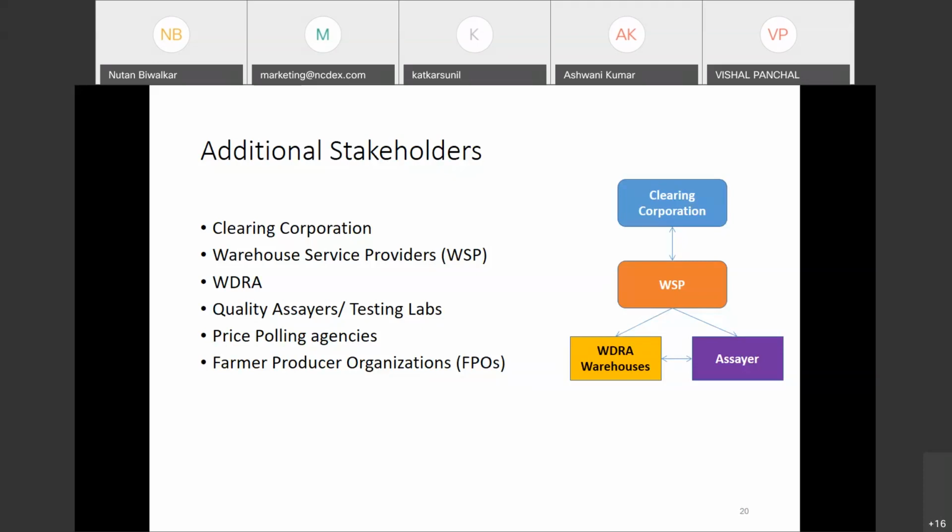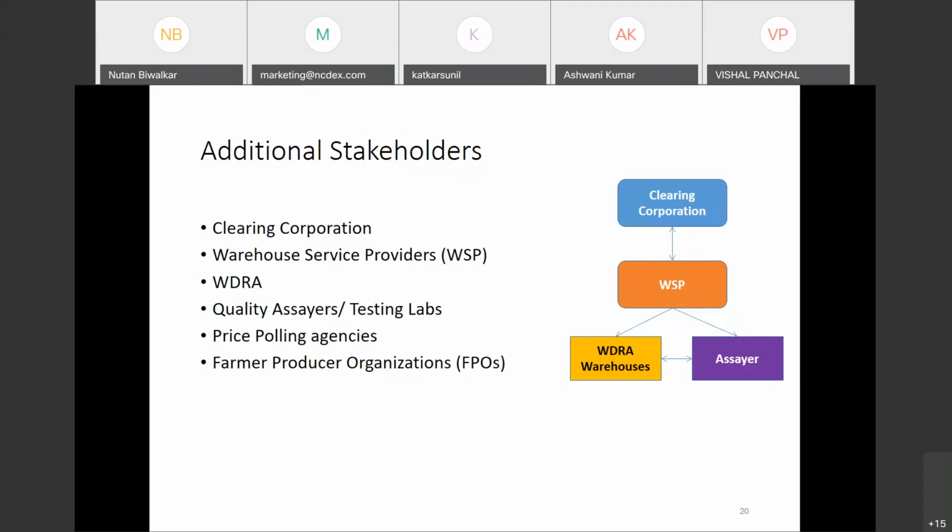Then WSP should know who its depositor is. Then WSP should be fit and proper. WSP should have key managerial personnel who are dealing in the warehousing business and who know the various laws, rules and guidelines connected to the warehouse business for that particular commodity. Another thing is that WSP should have financial soundness, as well as its promoters, group people, associates and companies.